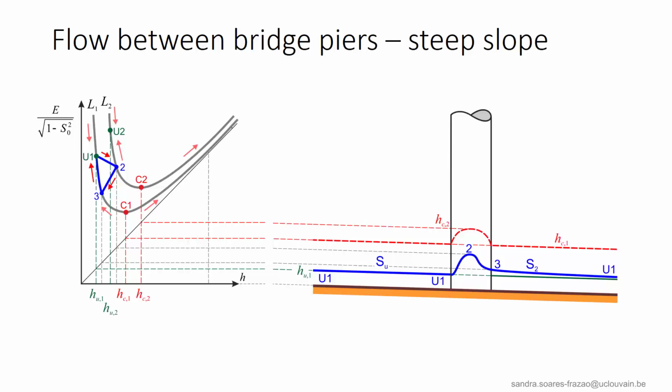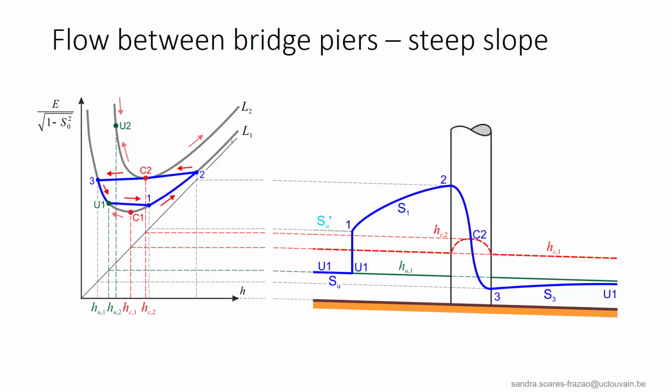Over steep slopes, two different behaviors can also be observed. The first one is illustrated here and corresponds to a limited obstruction. Upstream of the bridge pier, we can only have an S2 profile. Then, the decrease in specific energy to reach point 2, so from U1 to point 2 here, induces an increase of the water depth. Specific energy further decreases along the bridge pier, and finally, when arriving again on the L1 specific energy curve at point 3, an S2 profile develops to reach U1 again.